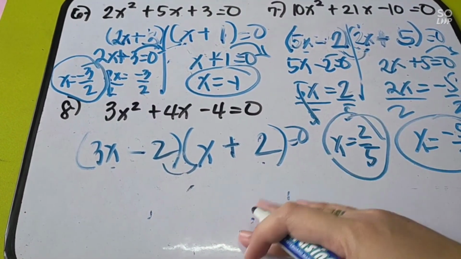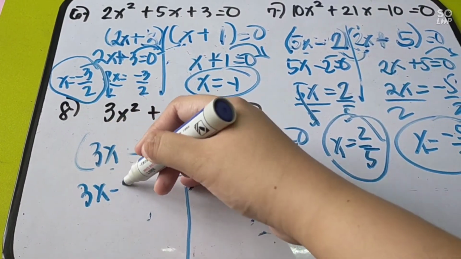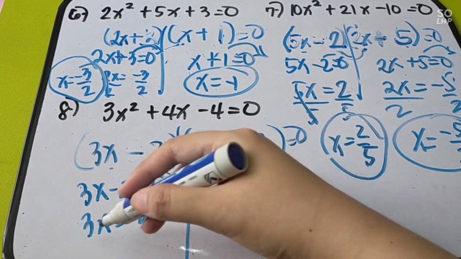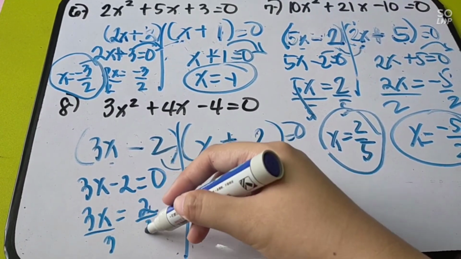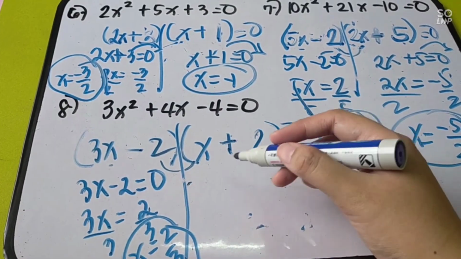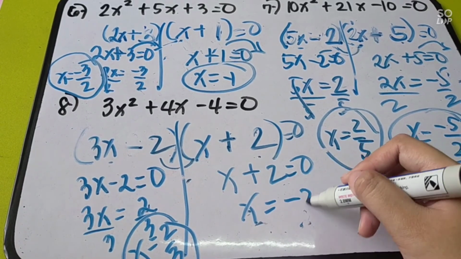Equals to 0. We can now solve for x. Just separate. 3x minus 2 equals to 0. So, you have here 3x equals to positive 2. Divide both sides by 3. X is equals to 2/3. Okay, we're done. Next, x plus 2 equals to 0. X is equals to negative 2.